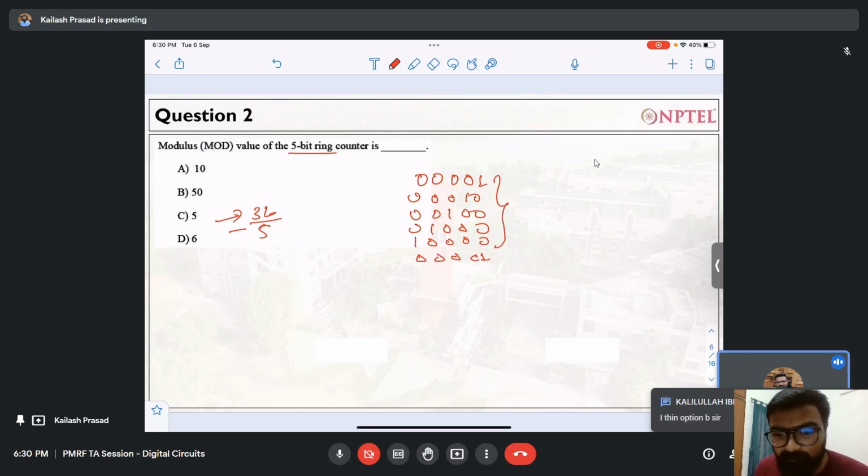Ibrahim, it is not 50, rather it will be 5. Why am I saying that? A ring counter works like this: the one keeps on shifting, and then you repeat the pattern.